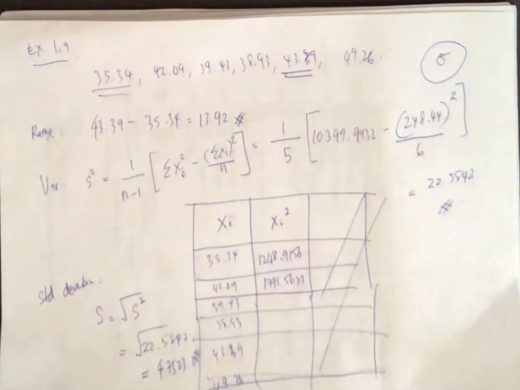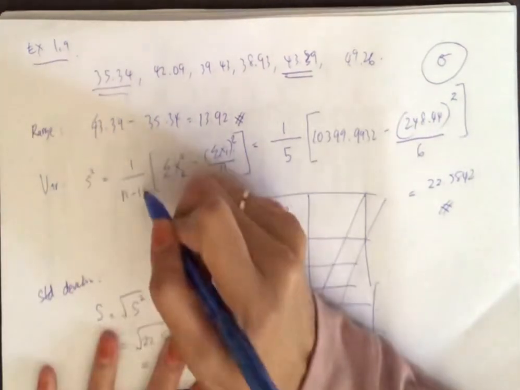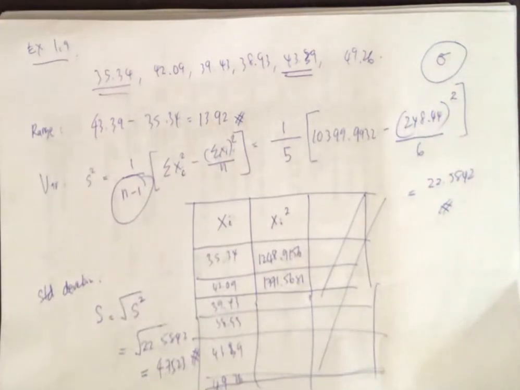For example, for the mean there is no problem, the formula is the same, only the symbol is different. For variance, the formula has changed. Let me check first. Yes, the formula has changed. As I said just now, for population it is just n, not n minus 1. Okay, class? I think that's it.